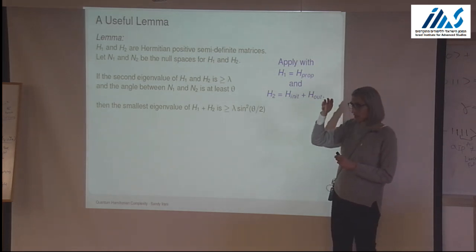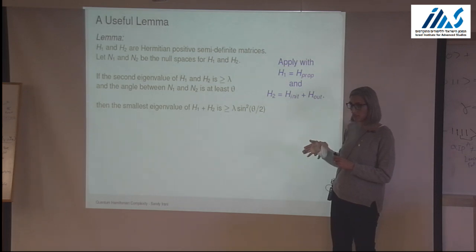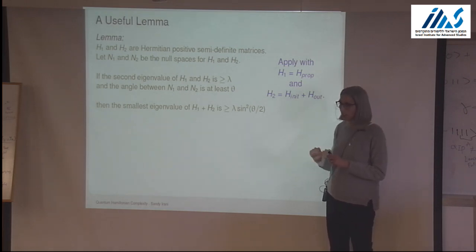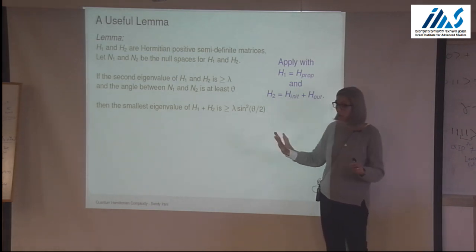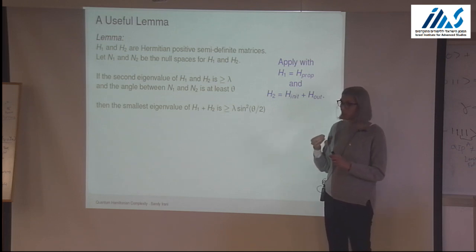H init is diagonal in this. I think it commutes. But H out doesn't. H out is the troublemaker, kind of. It has a fairly high weight on the diagonal because we've pushed the probability in one direction or the other, but it's not completely diagonal.